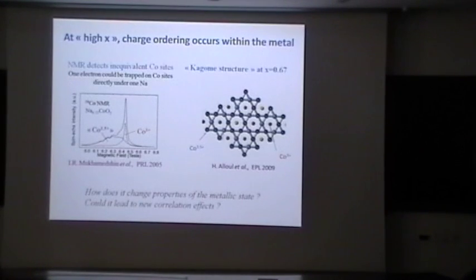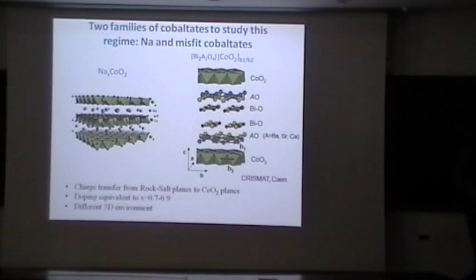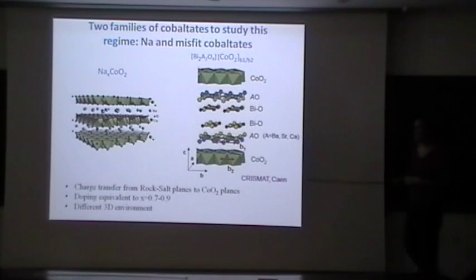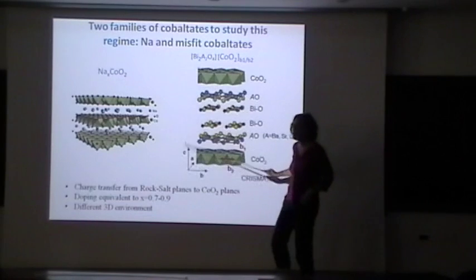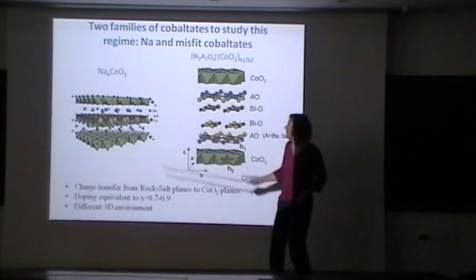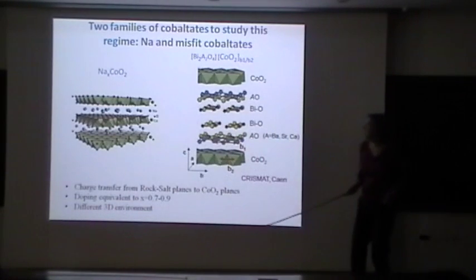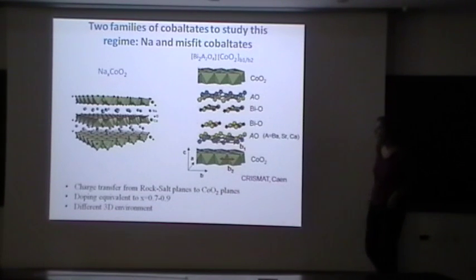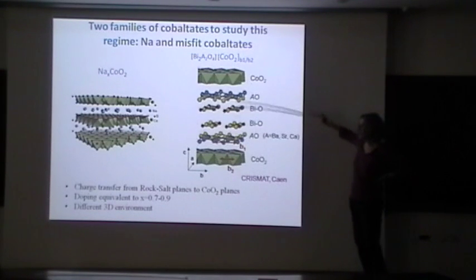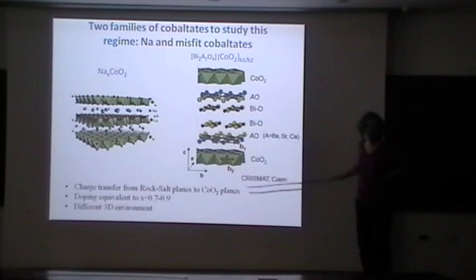In fact, there are two different families of cobaltates where you can find this high doping range. I have been discussing so far these sodium cobaltates, which are the ones that were the most studied. But I will also refer, especially for ARPES experiments, to this other family, which are misfit cobaltates. These are samples grown by the CRISMAT lab in Caen in France. They are interesting because you can find exactly the same cobalt oxygen slabs, but in a different three-dimensional environment.